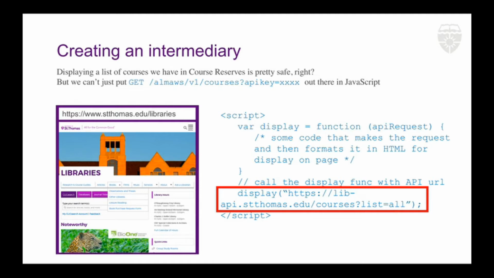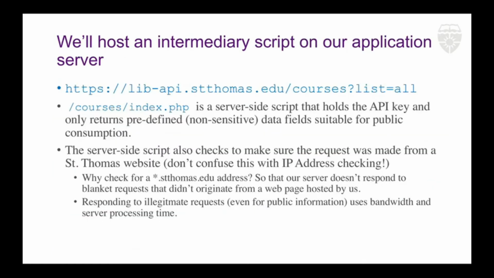So our JavaScript on our home page could say something like, now this is all imaginary, we don't actually have this. Instead of going to the Ex Libris servers, we go to an intermediary server. No personal information in this, no access key. And we do everything server side.